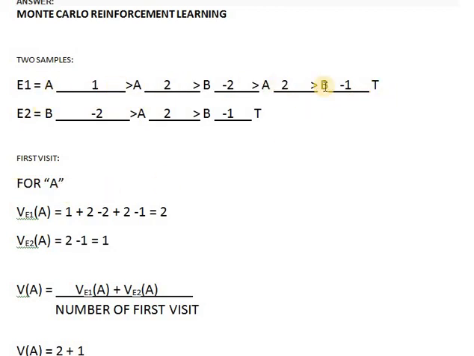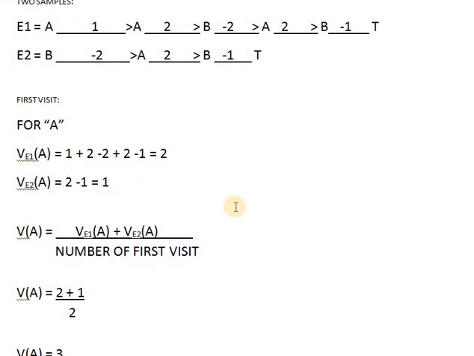So from the first instance, what is A over here? After the first A, the rewards are 1 plus 2 plus minus 2 plus 2 and minus 1. If we take the second instance, the first visit of our A starts in this area only. After that, whatever the sequence continues, we have to take all the reward values there. So from A, the first value is 2 and the second value is minus 1. What we need to do is find the average of these two things.